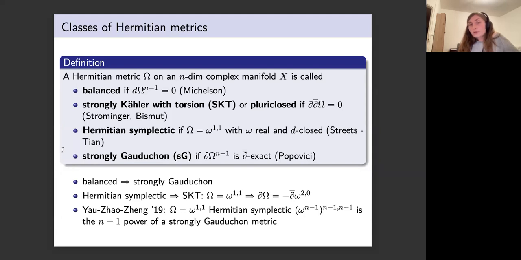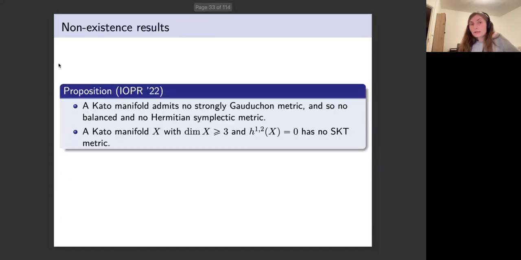And exactly using this, we showed that Kato manifolds admit none of these, maybe possibly under certain hypotheses. So first of all, we show that Kato manifolds admit no strongly Gauduchon metrics, so also then no balanced and no Hermitian symplectic. And also, if the complex dimension is at least 3 and the Betti number H^{1,2} is 0, then there are also no strongly Kähler with torsion metrics. Of course, here the remark is that if the dimension is 2, then strongly Kähler with torsion is the same as Gauduchon, and then of course there are such metrics.